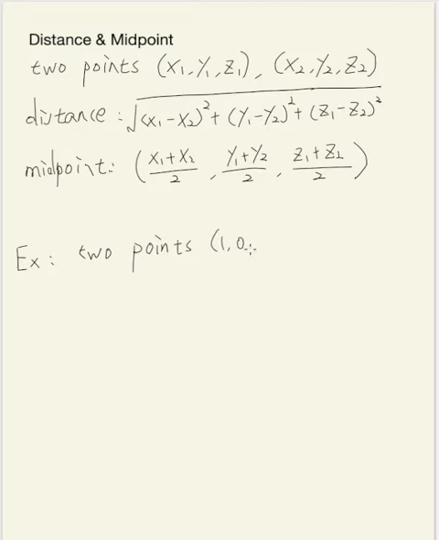One, 0, 2, and then 2, 4, minus 3. Then the distance, or usually we denote distance by d.